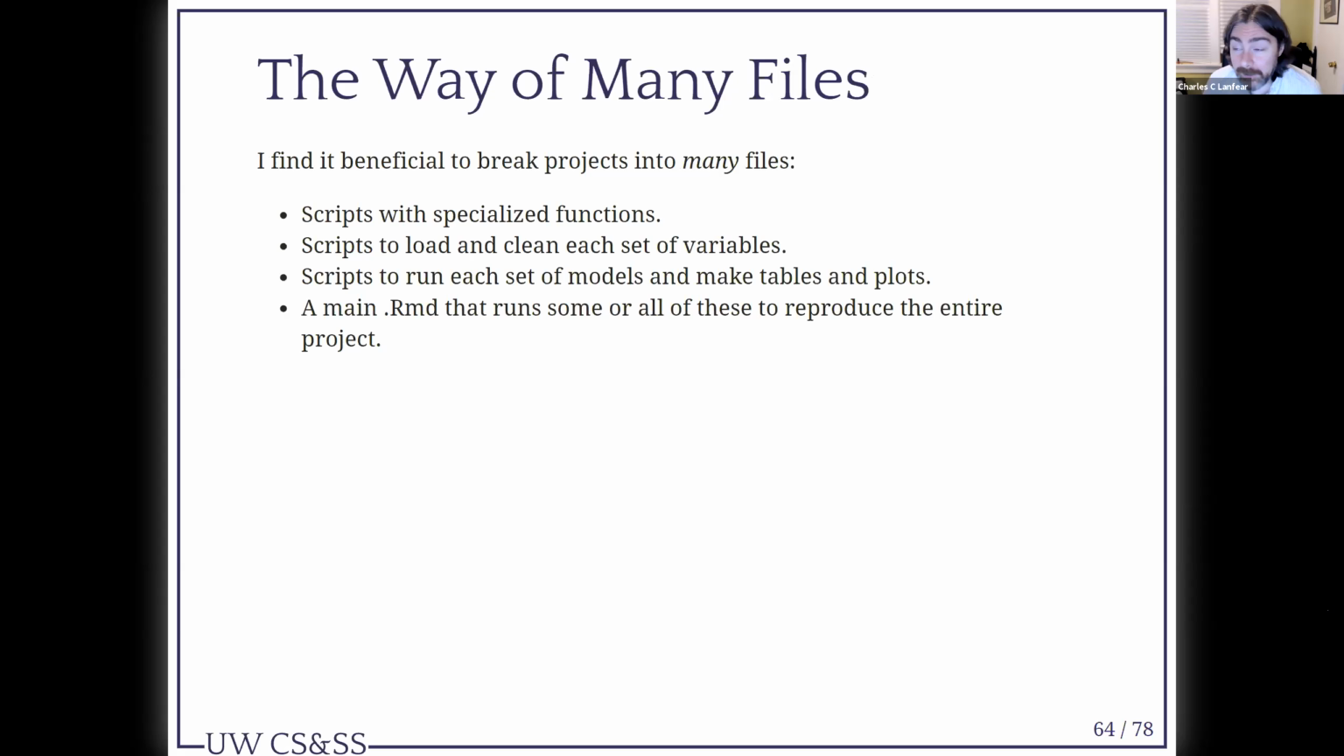So I find it really beneficial, and I recommend that you break your projects into lots and lots of files with few things in them. So you'll have scripts that have specialized functions you use for your projects, scripts that load and clean each set of variables, scripts that run each set of models, different scripts maybe that make the tables and the plots, and then one main RMD file that either runs these things when it knits or pulls their results from them to reproduce the entire project, okay?